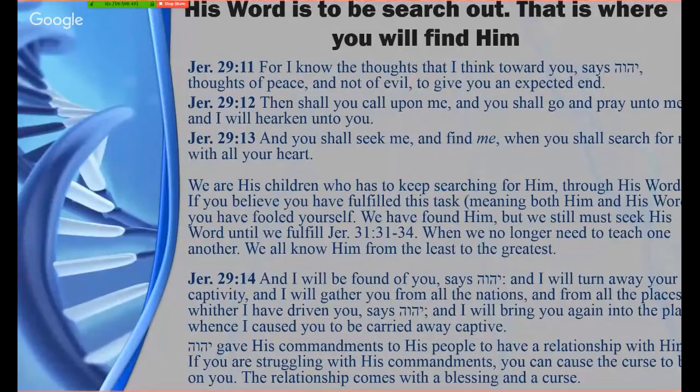Jeremiah 29:14 says, "I will be found of you, saith Yahuah, and I will turn away your captivity, and I will gather you from all the nations and from all the places where I have driven you, saith Yahuah, and I will bring you again into the place whence I caused you to be carried away captive." So Yahuah gave his commandments to his people to have a relationship with him. If you are struggling with his commandments, you can cause the curse to be upon you. The relationship comes with blessings and curses, as we went through in the Torah portion, right? So you've got to recognize that since you agreed to it, it's causing you to have to do something, even if you don't want to do it.